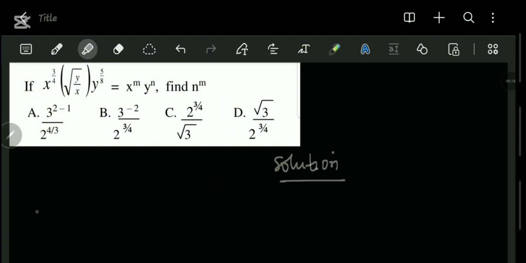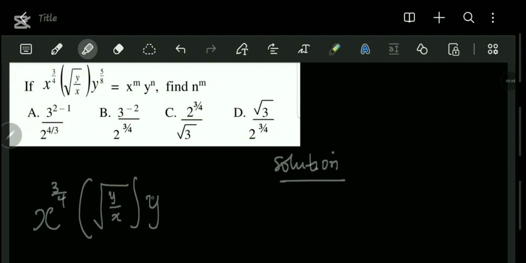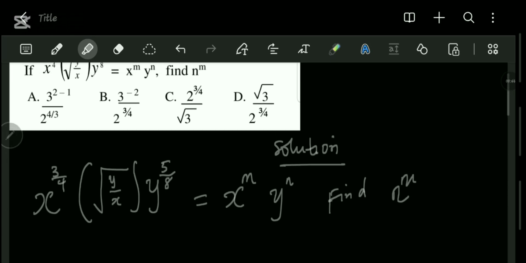We are told that x raised to 3 over 4, open bracket, the square root of y over x, close bracket, then we have y raised to 5 over 8. We are told that this whole expression is equal to x raised to m and y raised to n. Now we are asked to find n raised to m. It is not complex, it's very simple.